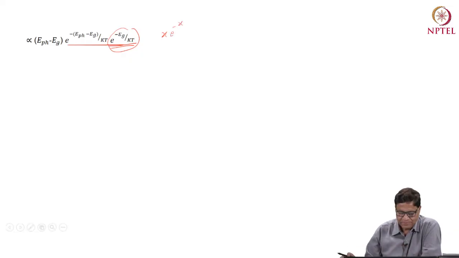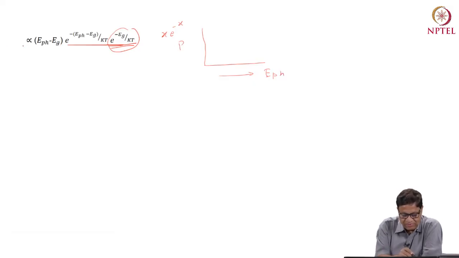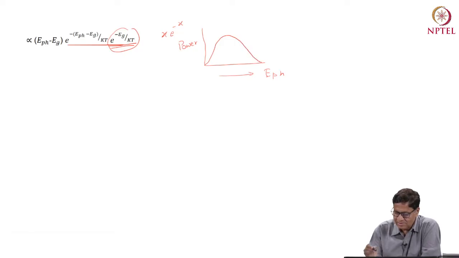So if I plot this function, then this will give me something like this. This is, for example, EPH. Now I'm plotting this, and this is the power, because this is the photon generated. So this is the optical power. This is the EG point where this power is 0. EPH equal to EG is 0, and it has a maximum at EG plus KT.